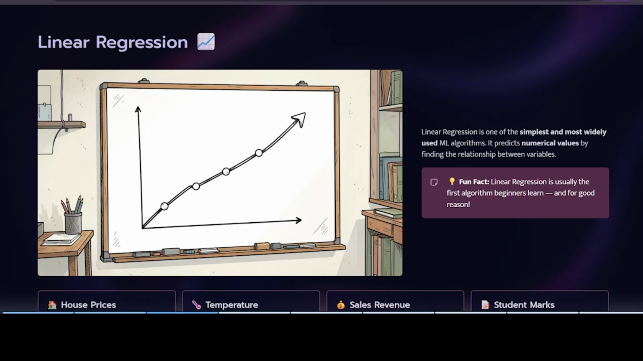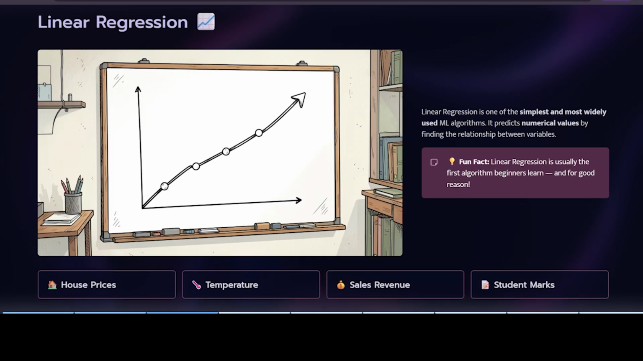That means it will predict the numerical values. So the output of linear regression will always be a number, not text or anything else. It will only show a number as output. I'm giving one real-time example so that you can easily understand this concept.